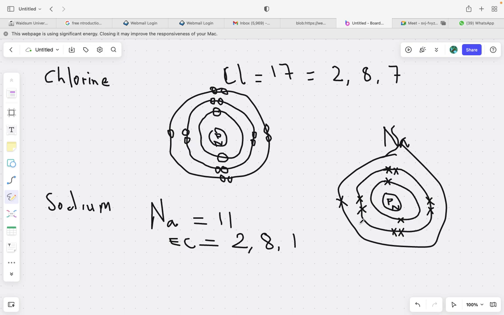Now this sodium atom doesn't need this one. It's not stable, so it has to donate, because chlorine is looking for 1. Remember this. It's going to donate this one to chlorine, give it to chlorine. So it's like donate, give.